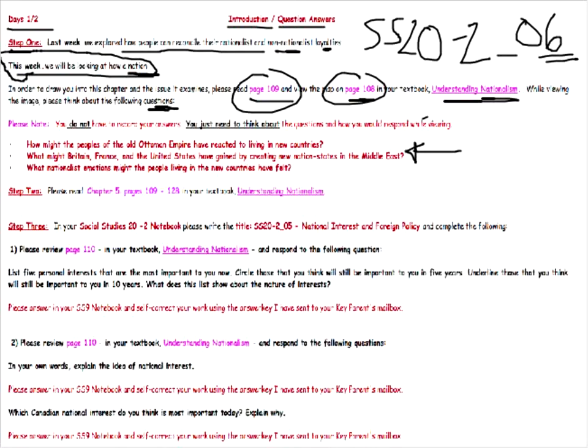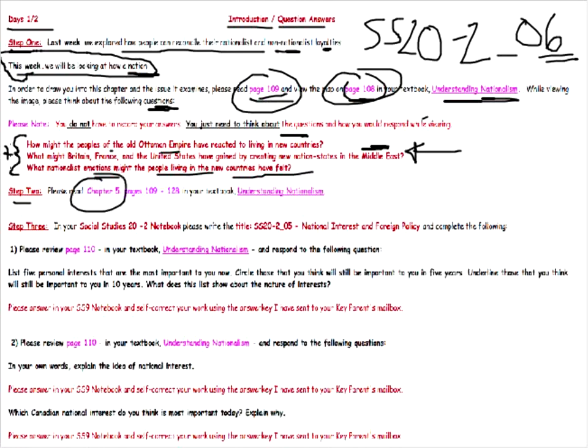Think about how the peoples of the old Ottoman Empire might have reacted to living in a new country. What might Britain, France, and the United States have gained by creating new nation states in the Middle East? What nationalist emotions might the people living in the new countries have felt? Okay, so just think about how you would respond to those questions while you're reading pages 109 and 108.